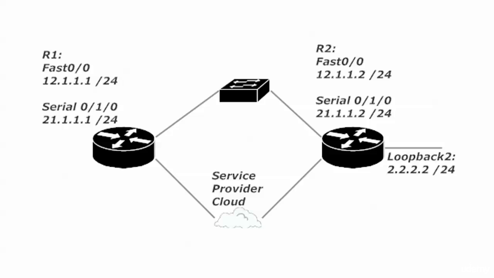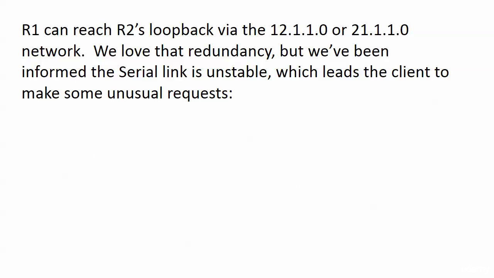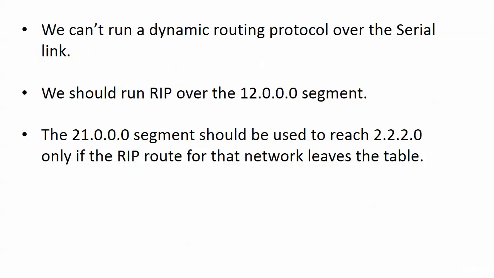But they do want a backup link, since router 1 can reach router 2's loopback in two different ways. We love that. We love the redundancy. But again, in this particular lab, we've been told that serial link is unstable. And that leads the client to make some unusual requests.